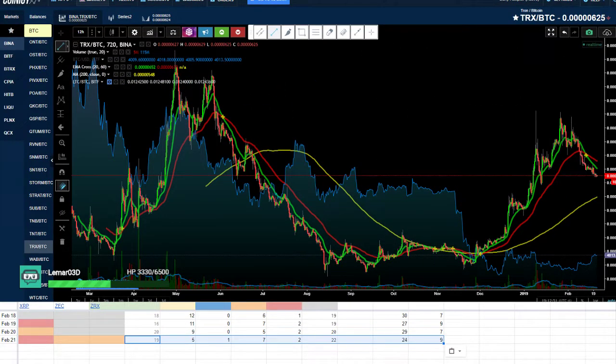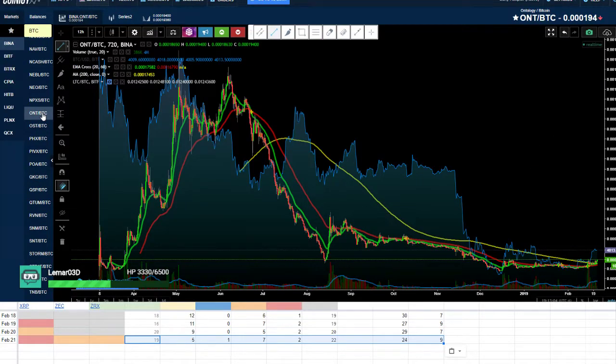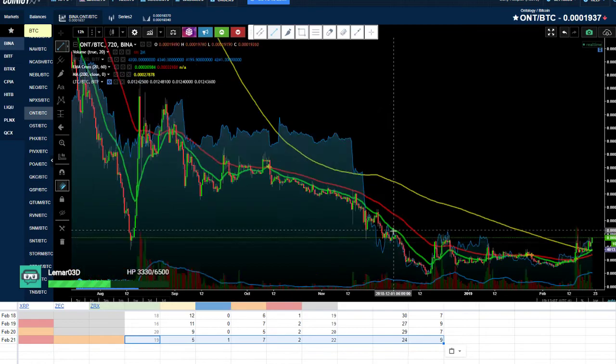Fantastic stuff. TRX BTC, awesome, great to see. ADA is a winner. Yes, ADA is going to be a big winner. There's so many great markets. I just love going through this stuff every single day. I love seeing charts building up like this.